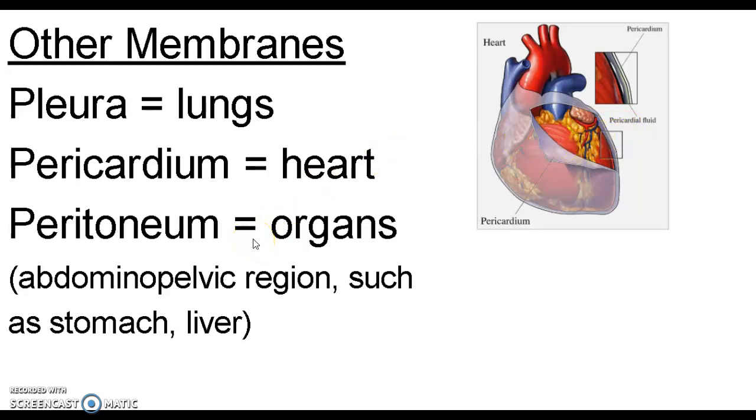Then you also have peritoneum. This refers to all your other organs in your abdominopelvic region, which basically means your abdomen and your pelvic region combined, such as your stomach and liver, would have visceral peritoneum or parietal peritoneum.